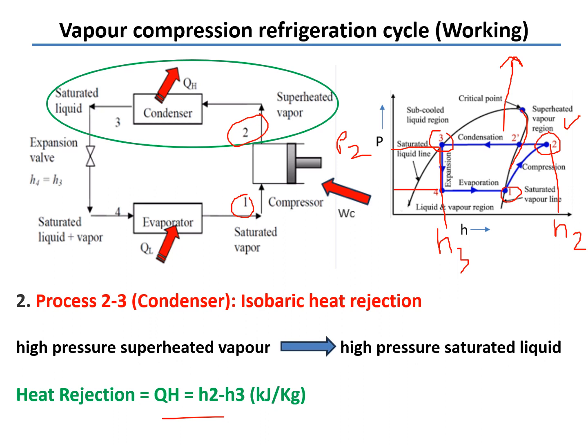Here you see the high pressure superheated vapor. That is the state 2, and that will convert into the high pressure saturated liquid. So in the condenser, superheated vapor converts into saturated liquid, and definitely the pressure is high. At the suction side, this is the suction part of the compressor where the pressure is low, and this is the discharge part, or the condenser part, where the pressure is high. So we can say that this vapor compression refrigeration cycle works between two pressure limits, the evaporator pressure and the condenser pressure, or the suction side pressure to the discharge side pressure.